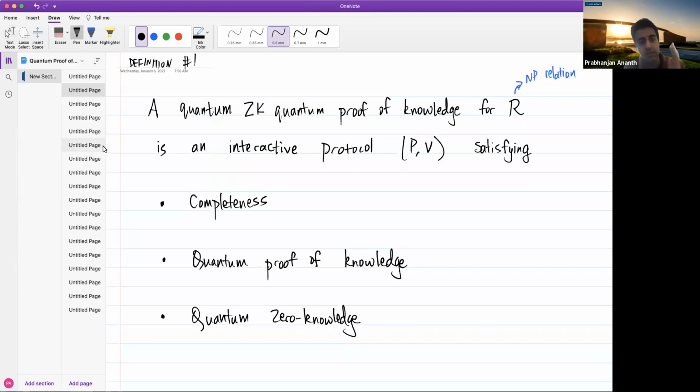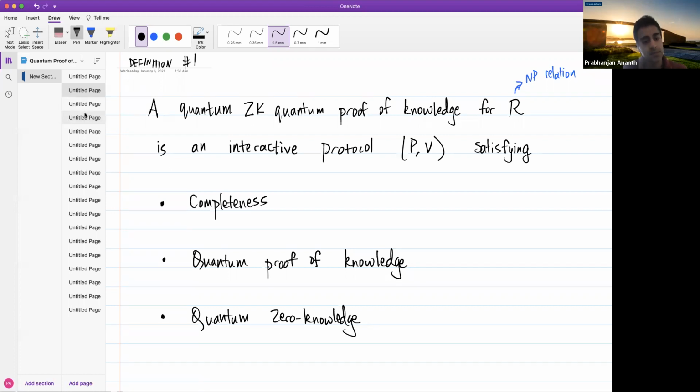Okay, so let me start with the definition of quantum proof of knowledge. I'm going to consider proof of knowledge only for NP relations. So it's an interactive protocol satisfying three properties. We have the usual completeness property. The second property is quantum proof of knowledge, which is what I'm going to talk about in a second. And the third is quantum zero knowledge. You're already familiar with completeness and quantum zero knowledge, so I'm not going to discuss that.